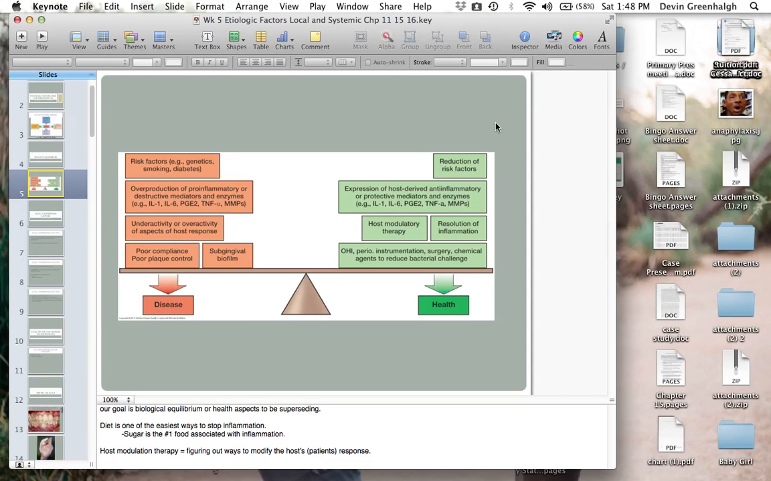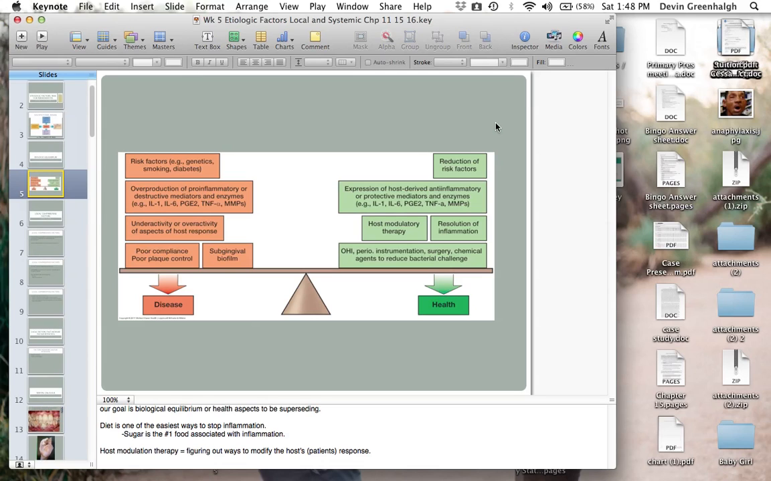On the healthy side, the biggest thing that's going to keep you healthy is at-home care, periodontal instrumentation, surgery, chemical agents to reduce your bacteria. Then you have host modulatory therapy, resolution of inflammation. And then you have expression of host-derived anti-inflammatory protectors, or enzymes. And then reduction of risk factors. Those are all going to contribute to the health side of periodontal disease.